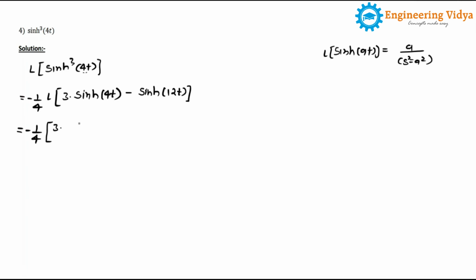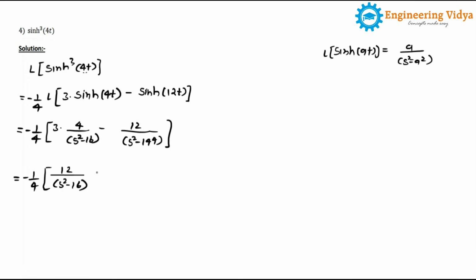So now you will write 4 upon s square minus the square of 4, which is nothing but 16, right? And then here we have 12, so 12 upon s square minus the square of 12, which is nothing but 144. And then after that you will add minus 1 by 4 outside, and 3 into 4 will be nothing but 12 upon s square minus 16, then minus is there and 12 is here only, and s square minus 144. Other things are very clear to you now.